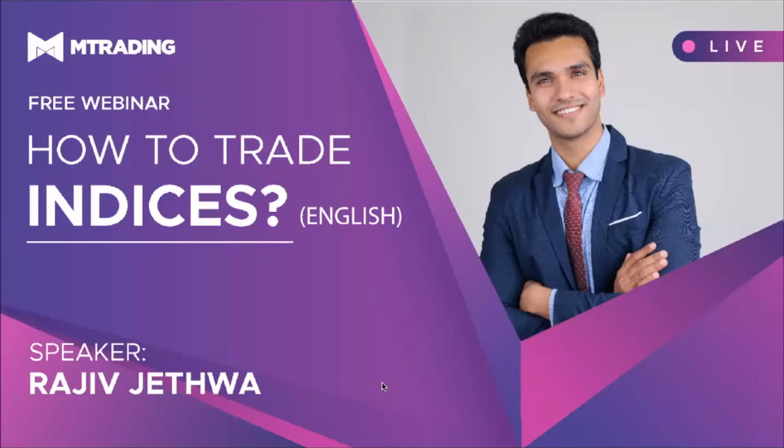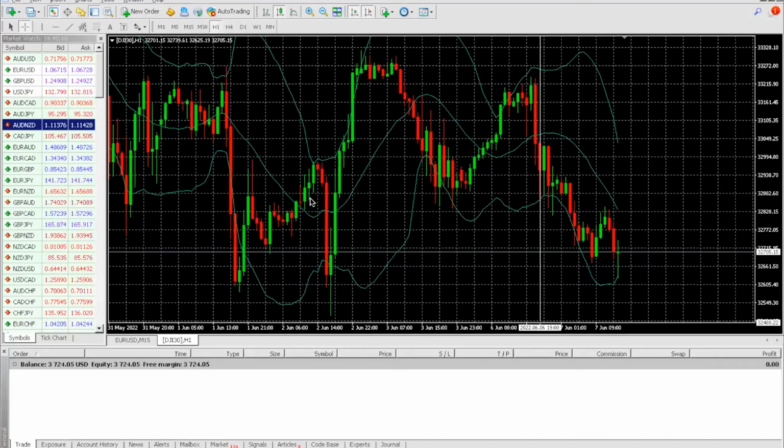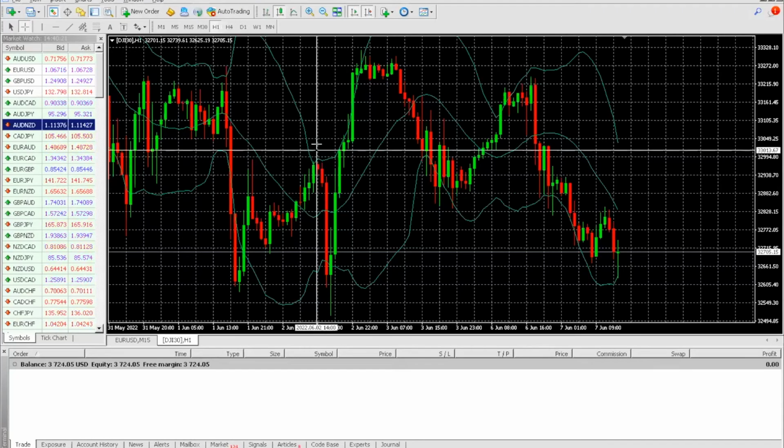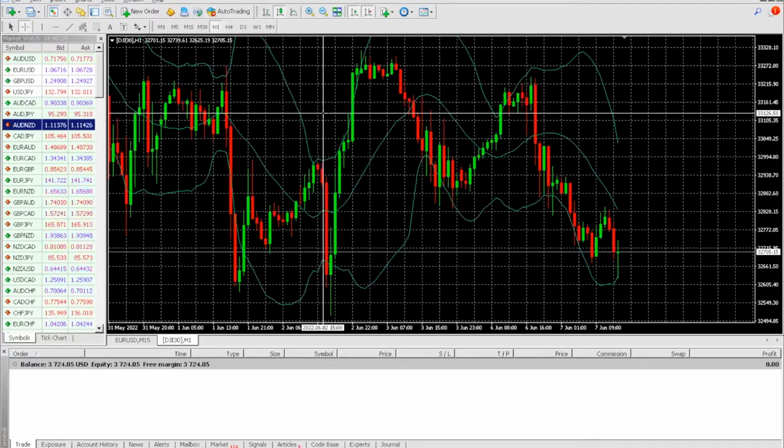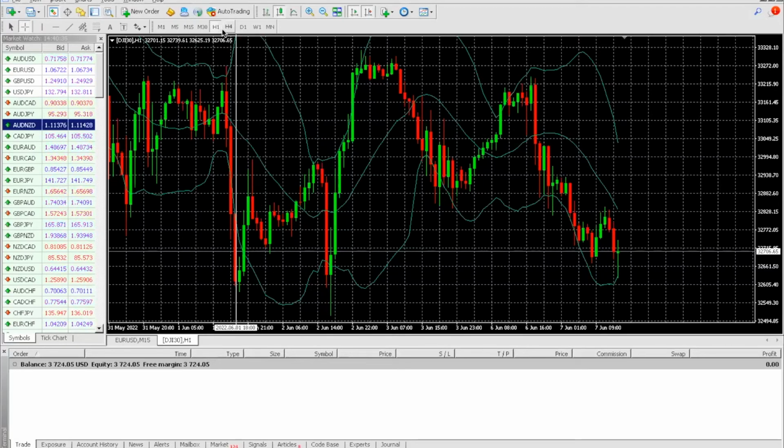Okay, so let's check the market first. I will show you the screen of MT4. Here we are going to understand how the market is moving, going on the higher side and the lower side. So what do we need to check? Very first, whenever we log in and open MT4, we have to check the 1 hour chart.